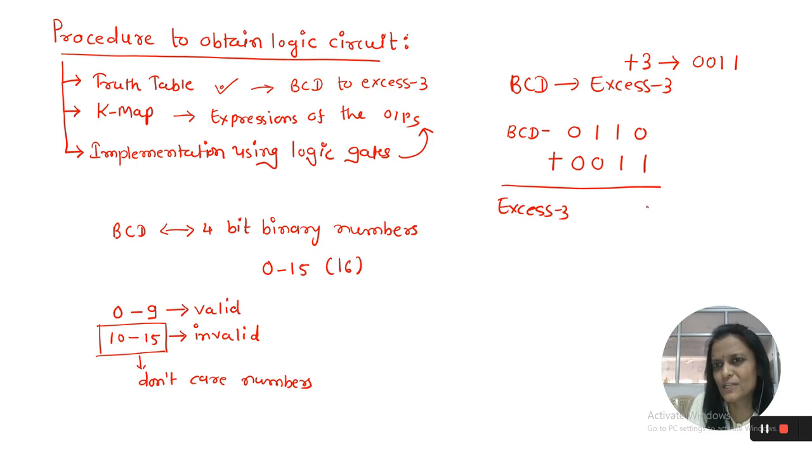So 0 plus 1 is 1. 1 plus 1 is 10, sum is 0, carry is 1. 1 plus 1 again is 10, that means sum is 0, carry is 1, and this is 1. So my XS3 equivalent of the BCD number is 1001. So for any BCD number you can obtain the XS3 number by adding 0011, which is equivalent to the decimal number 3.